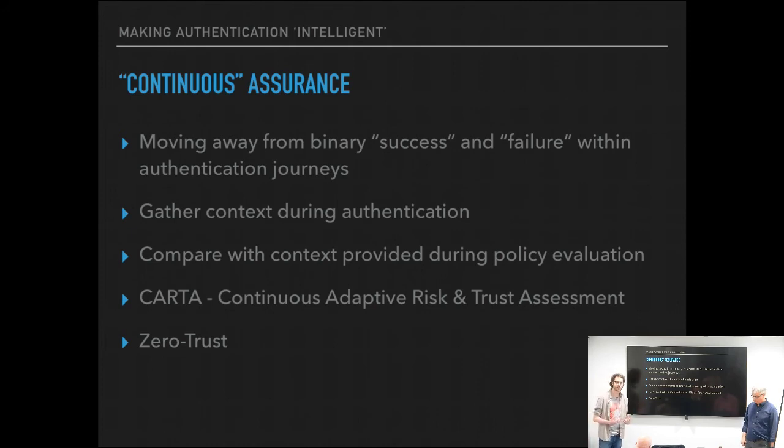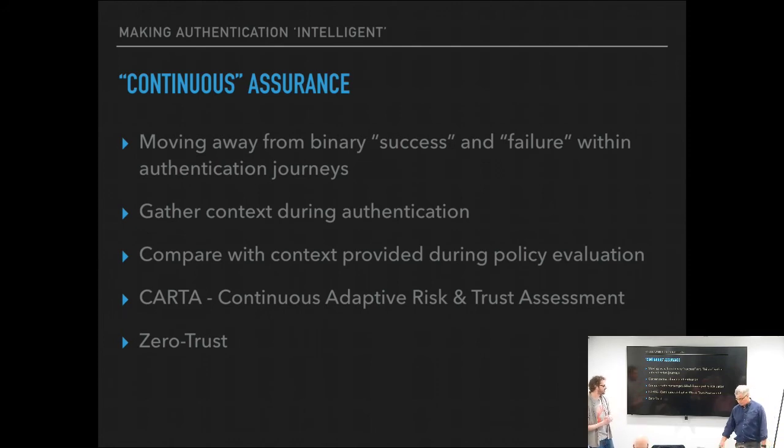So we gather context during your authentication. We could gather your IP address. We can gather your location. We can gather the time. We can compare that then when you try and perform events, when you try and access resources through our authorization system to say, well, are you still trustworthy? Are you still operating within the same context that you originally authenticated with, or has something changed? Are you doing something that's out of the ordinary? I've got a man shaking his head in the audience there, and I'm interested to know why.